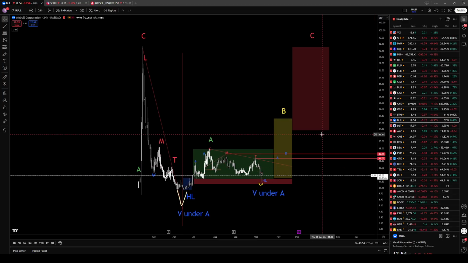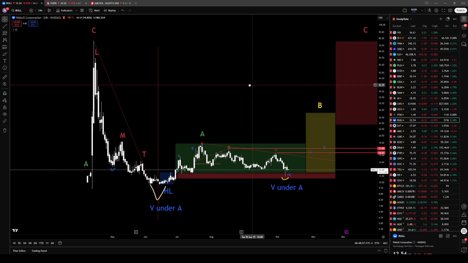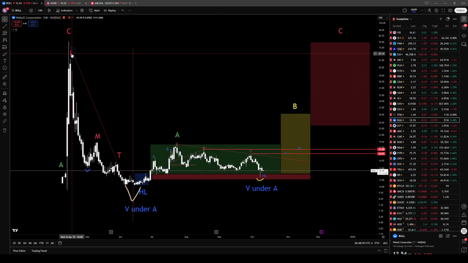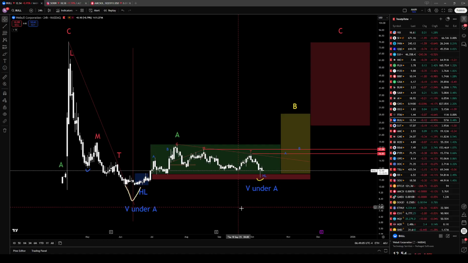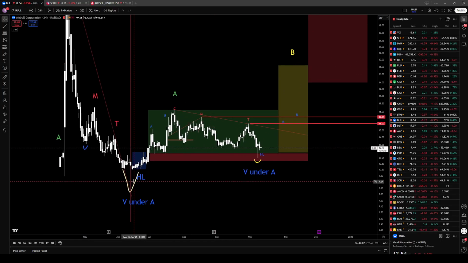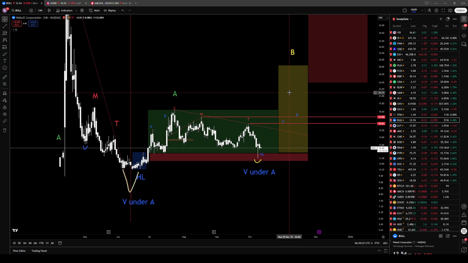Was perfect yesterday. For the overview, you come from your high, lower high, M, T, V under A, finished, higher low, finished, and we are playing out right now A, which should be finished now for the bullish part. The pullback should also be finished for the bullish part, and your next target would be B, which for me is around 20 to 28-ish.